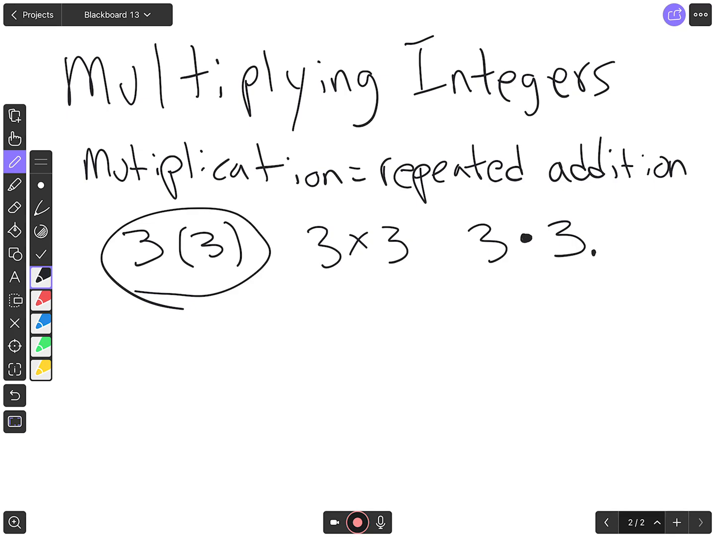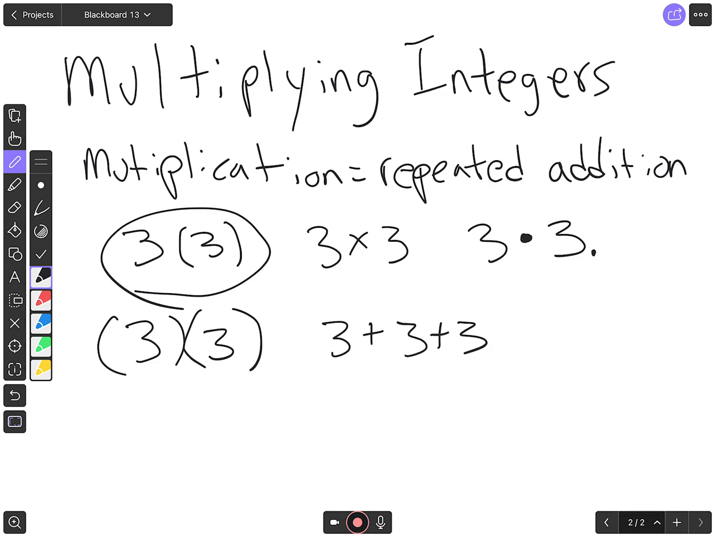I'm using parentheses. When we put our parentheses next to each other, the implied operation is multiplication. So we're implying that we're multiplying. So you might see it like that, or you might see it like this. That is also multiplication, okay, just in parentheses. So 3 times 3, what we're saying is we're adding 3 times. Okay, so it's 3 plus 3 plus 3, right? That's the same as 3 times 3. And 3 plus 3 plus 3 is 9, which is also 3 times 3. Because 3 times 3 is 9.